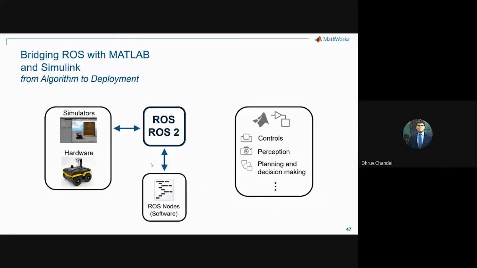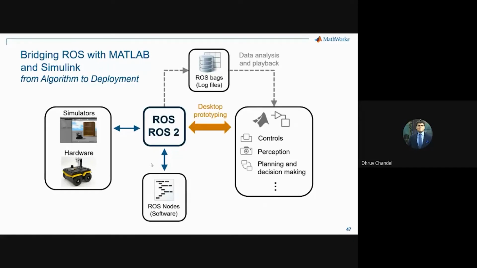So we're just about out of time. Ending here, this is the way you bridge ROS with Simulink. You do all your engineering tasks in MATLAB Simulink. You can prototype using ROS to connect to simulators or hardware. You can get the data back through ROS bags, and then you can also deploy standalone nodes if you need to. So all of this facility is now there with the ROS toolboxes.